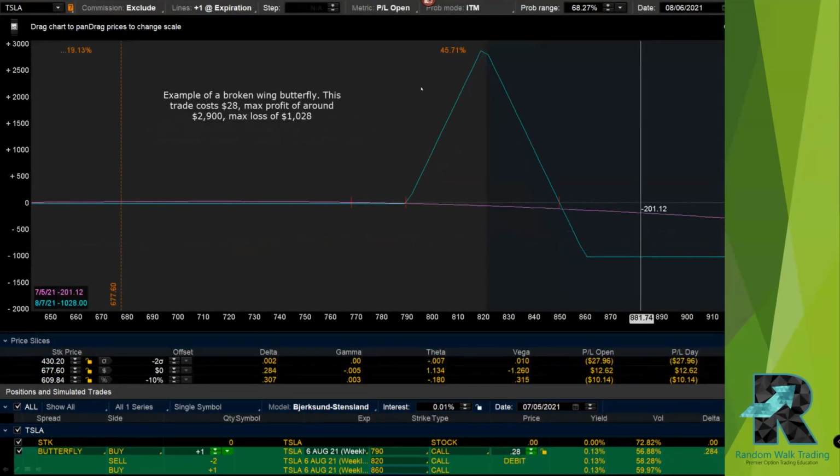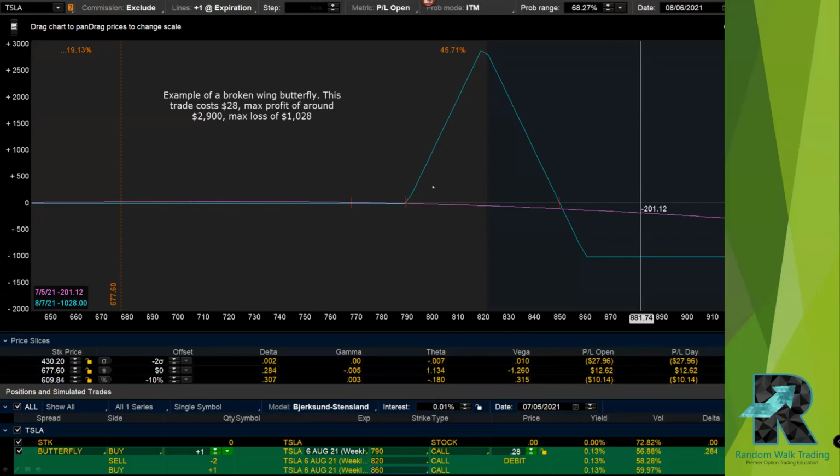And then if we shift gears and say maybe we do want to do a broken wing butterfly, in this case, it's going to cost 28 cents, but $28, with a max profit of about $2,900, which is a little peak at the top here. And the max loss is about $1,000 if we go past 850. So for the broken wing butterfly fans, this could be fine.